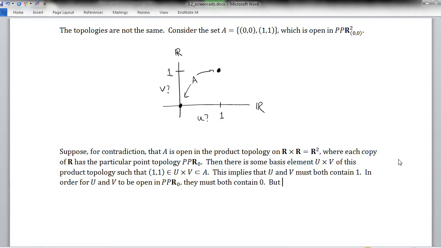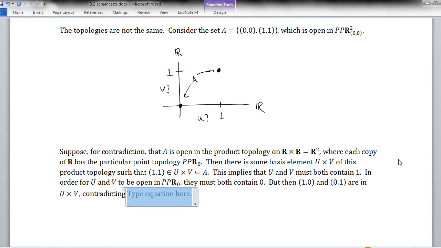Okay. Well, but they both contain 1 and they both contain 0. That gives us some more points that have to be in the product. Right, then (1, 0), and for good measure (0, 1) are also in U times V, contradicting the assumption that U times V is a subset of A, right? Which it wasn't an assumption, I guess, but it was a result that we already had. Okay, because indeed these points that must be in U times V, they're not in A, right? A only had the origin and (1, 1) in it. So we have our contradiction, right? The product of sets containing 0 and 1 would have to have these other two vertices of the square here as well. Okay. So we found an open set in PPR2 at the origin, which is not open in the product topology of these two copies of R. So these topologies are not equal.